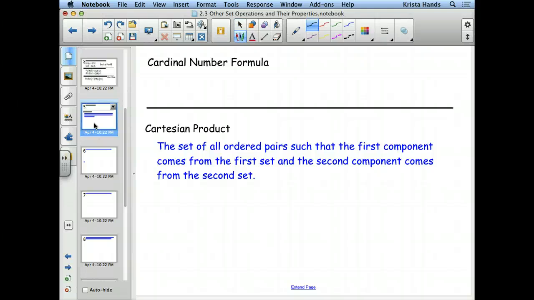Cardinal number formula talks about how we count how many items are in a particular set. We talked about cardinal numbers last time. Do you remember? What does cardinal number mean? If I asked you to find the cardinal number of set A, what am I asking you to find? Somebody say it. The total number in set A, right? It's just counting how many items are in the set.